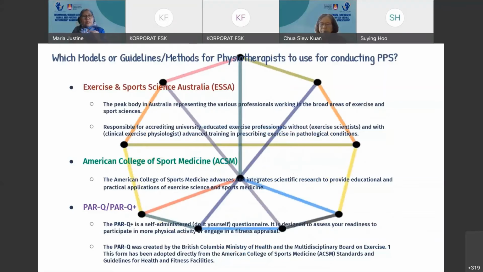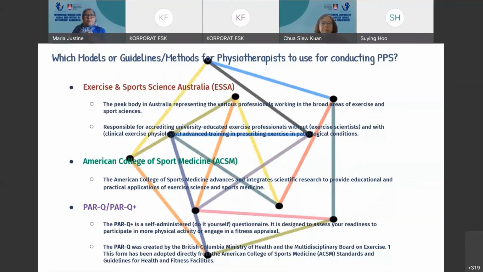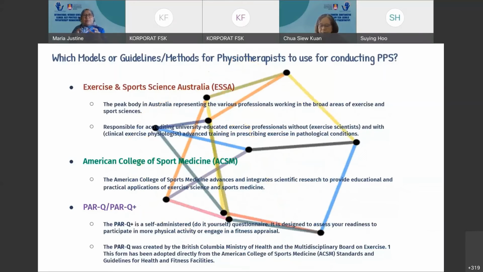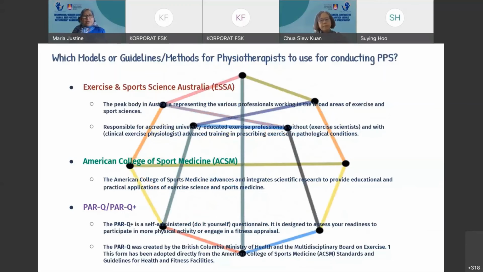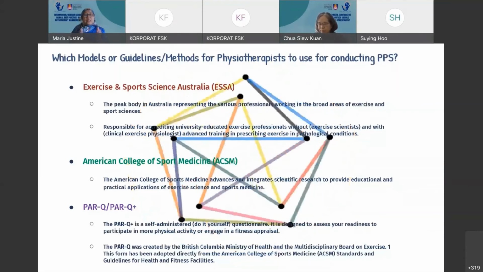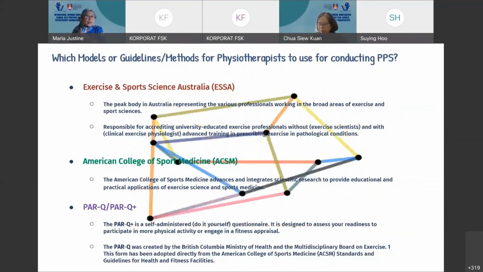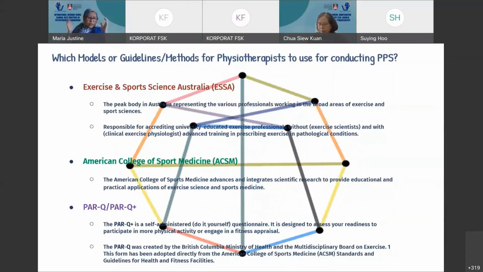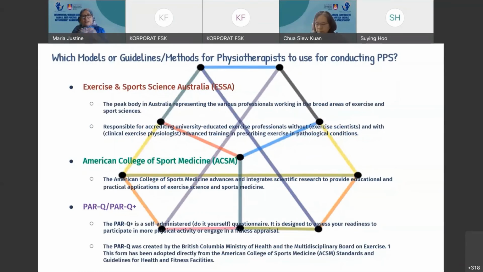But I really love the guidelines produced by ESSA. However, in Malaysia, we are already using PAR-Q Plus and the ACSM screening for some time, and in the university we teach PAR-Q. Now we teach PAR-Q Plus, the updated one. In my university, it is a must.